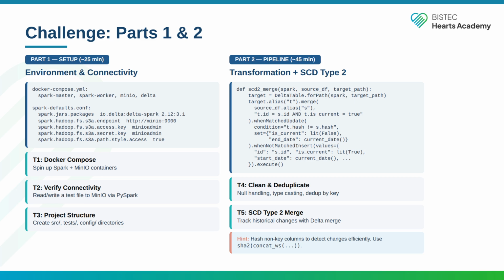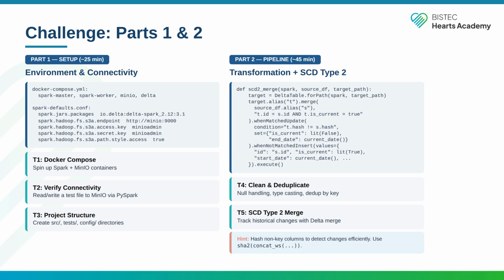Task 5 is the SCD Type 2 merge. The pattern is merge on the business key where is_current is true. When matched and the hash has changed, close the old record. When not matched, insert a new current record.